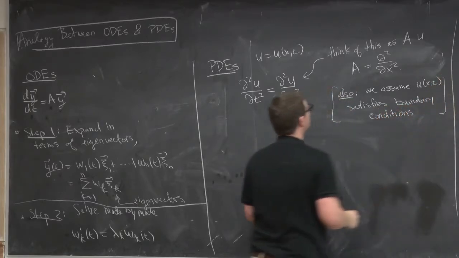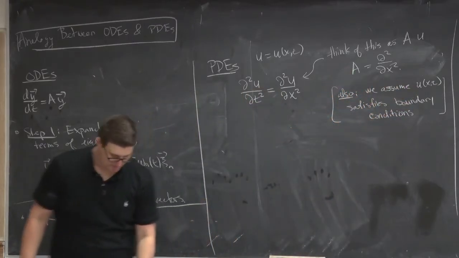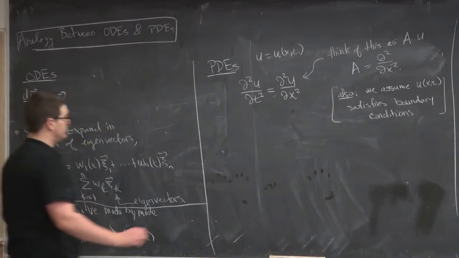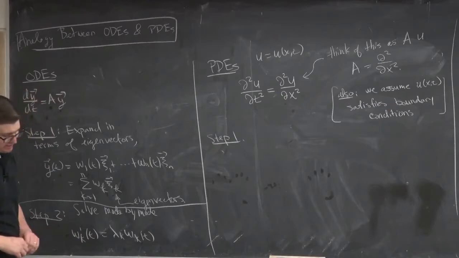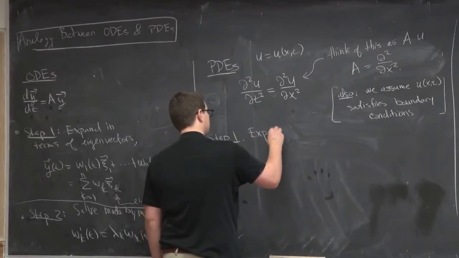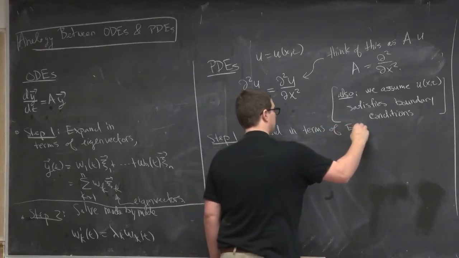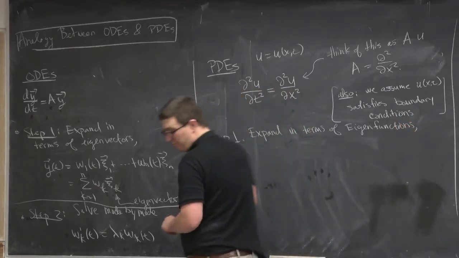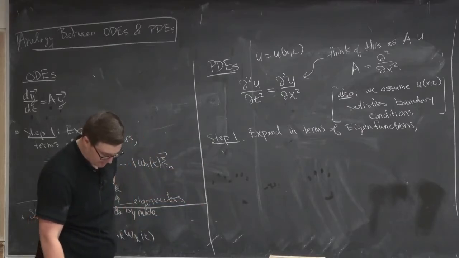All right, so this thing's operating on some u's that satisfy some conditions. Okay, and so then what do we do? Step 1 was we expand in terms of eigenfunctions. It's not exactly, I guess, eigenfunctions for... well, I guess it is eigenfunctions for this operator, right?